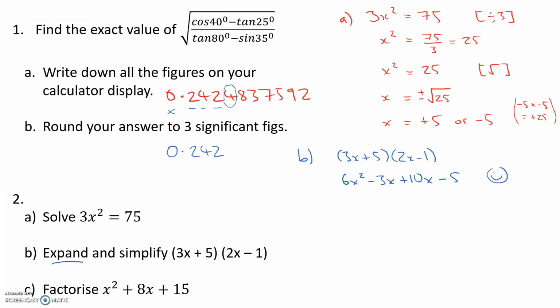Okay, we've got rid of the brackets. Have we simplified? No, not yet. We can simplify by saying, well, we've got one x squared term, that's 6x squared. No others, so we can't add or subtract any.